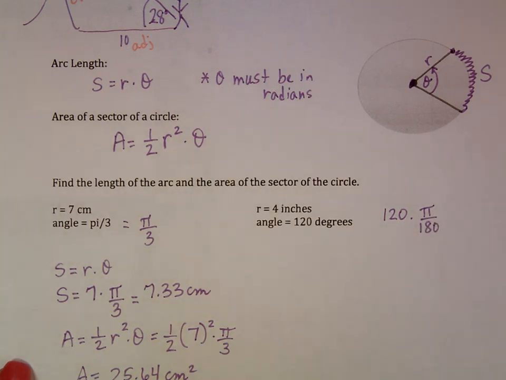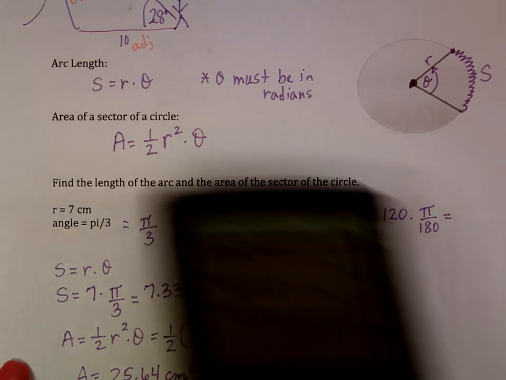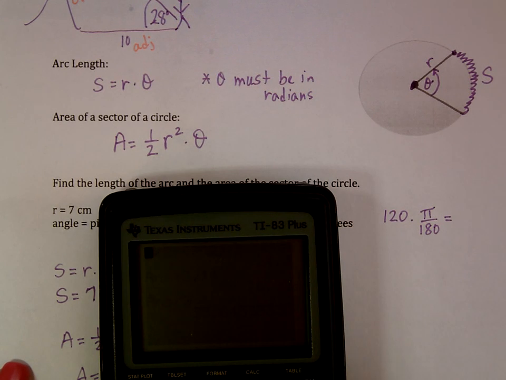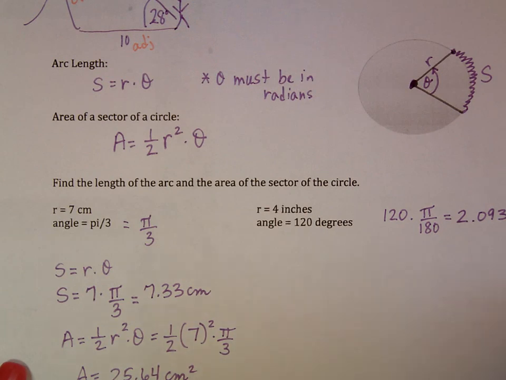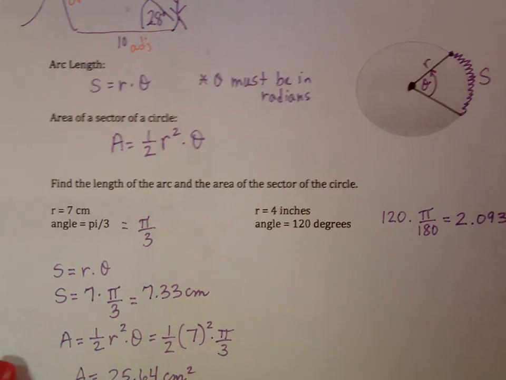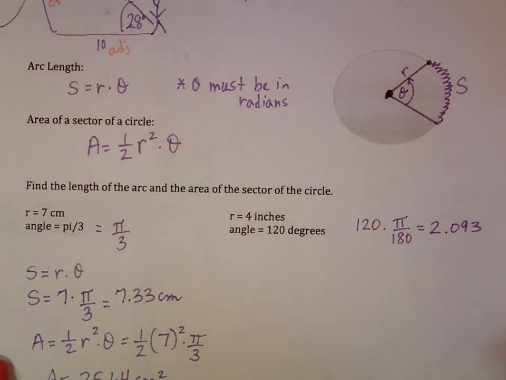Now for this one, you don't have to do the reducing method that we did before because you're just going to be tossing this in your calculator. So I'm just going to figure out what is 120 times pi, 3.14, divided by 180, and it's going to give me a decimal that I can use. So it equals 2.093. We'll use that for our rounded version. All right, now I'm ready to do the problem because I've got my angle in radians.